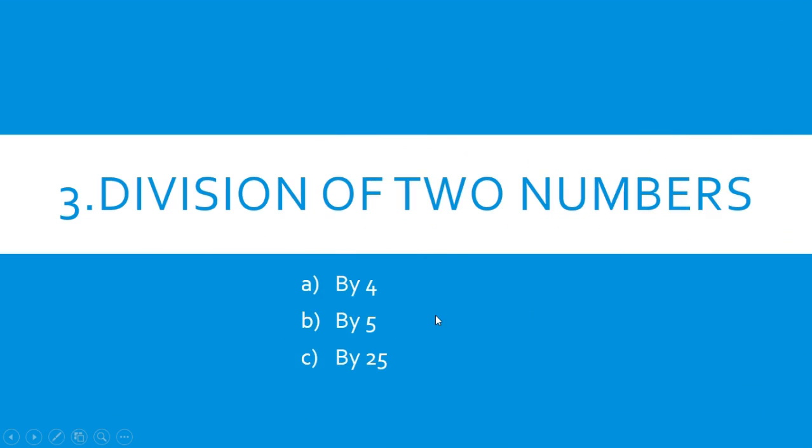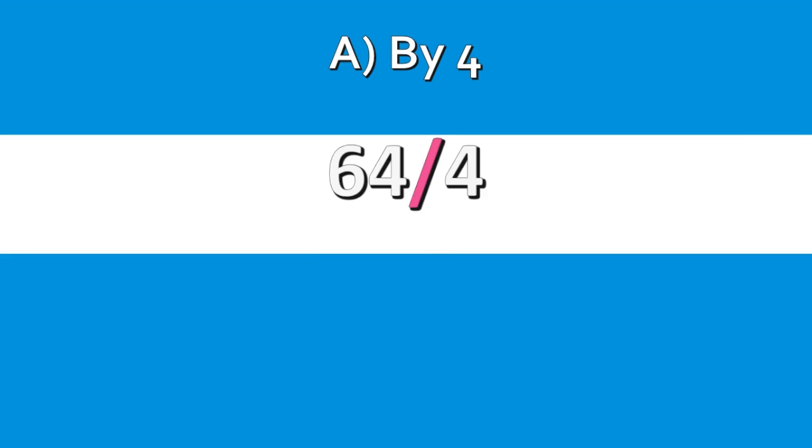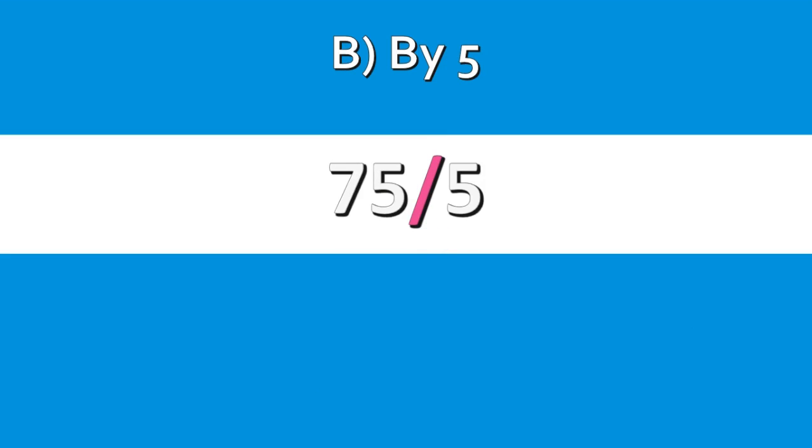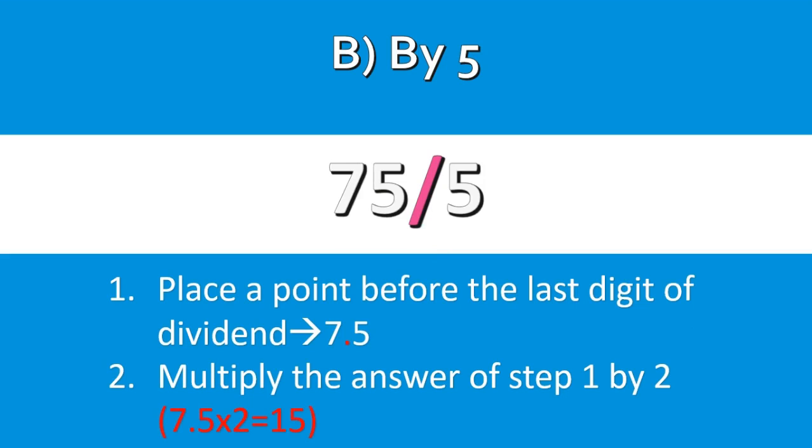It contains 4, 5 and 25. When asked to divide by 4, you just keep in mind 4 is equal to 2 into 2. So we can easily divide it as divided by 2, twice. Just 64 divided by 2, 32, 32 divided by 2, 16. That's the answer.